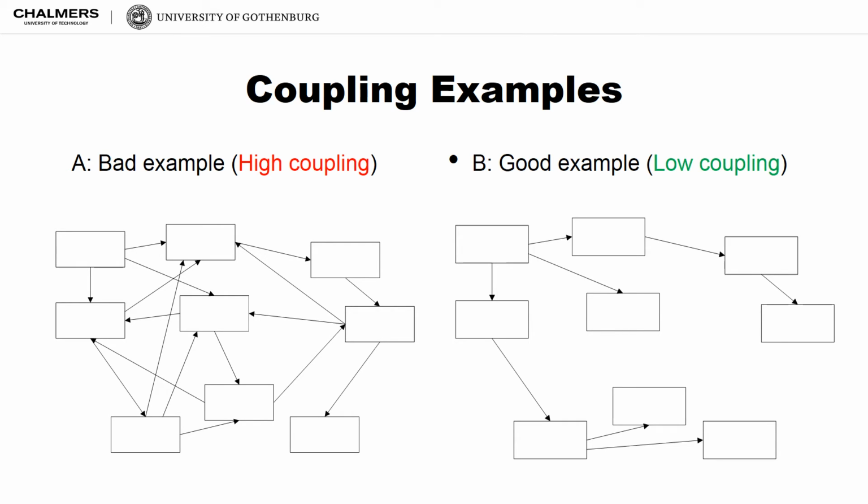Let's look at an example of coupling. On this slide, we see example A and example B. Example A is clearly an example of high coupling. The components in the figure have too many connections, and they can be avoided by a better architecture design. Example B shows the same design but with a low coupling.